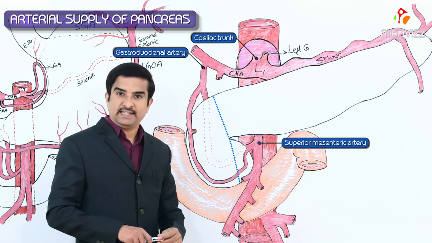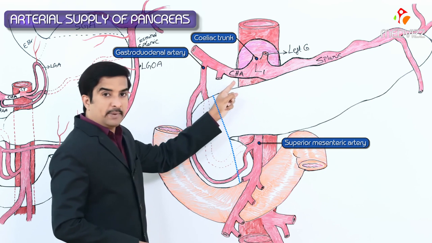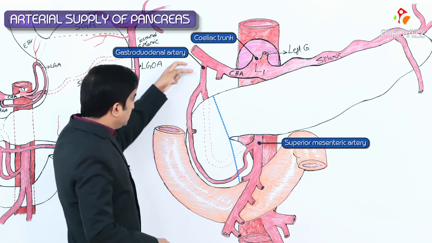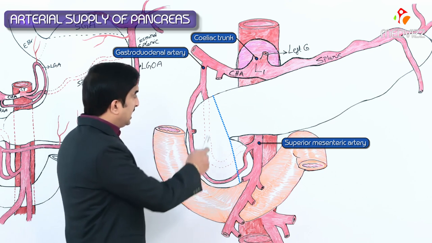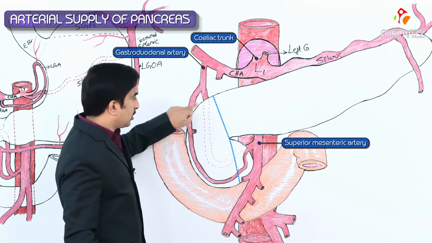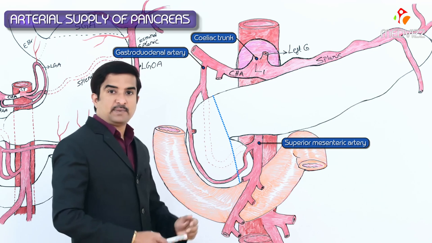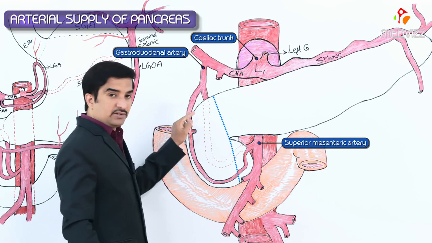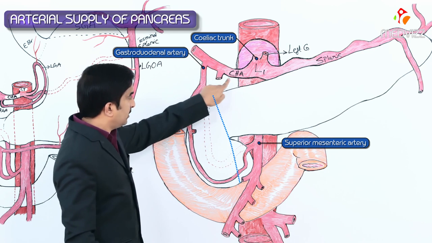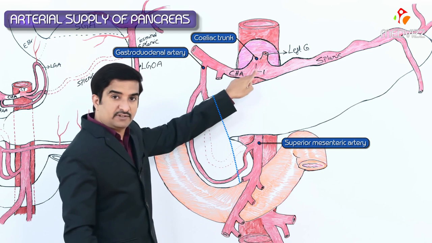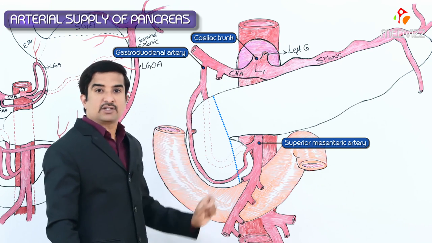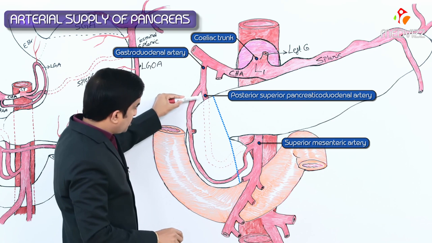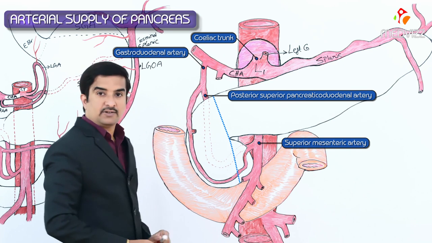We know the anatomy of the celiac trunk: the celiac trunk gives off the common hepatic artery, and the common hepatic artery gives off the gastroduodenal artery. This gastroduodenal artery gives off its first branch. The dotted line represents the dorsal aspect, the course on the dorsal aspect of the pancreas. So the first branch is called the posterior superior pancreaticoduodenal artery.